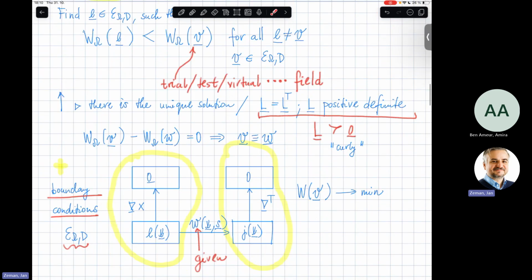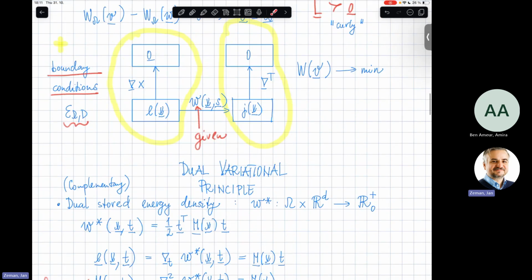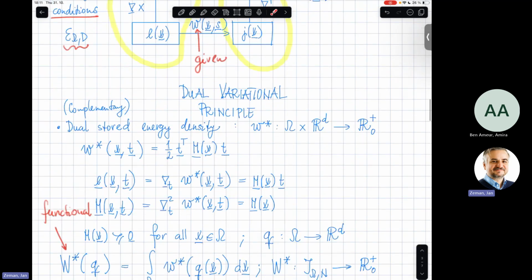The final piece of notation which I have introduced is this curly inequality, which says that the matrix is symmetric positive definite. Okay, so this was what I was trying to do first. Then I repeated the same story, presumably at a slightly higher speed, giving this dual variational principle.